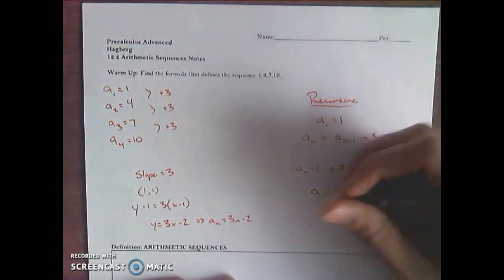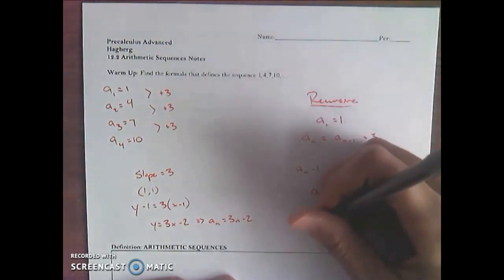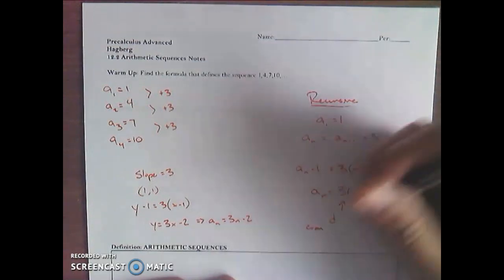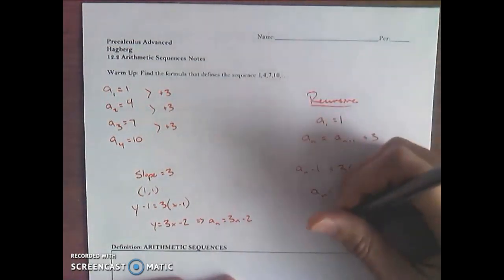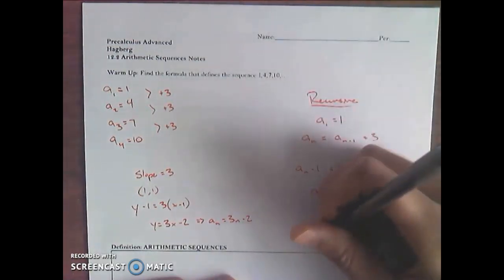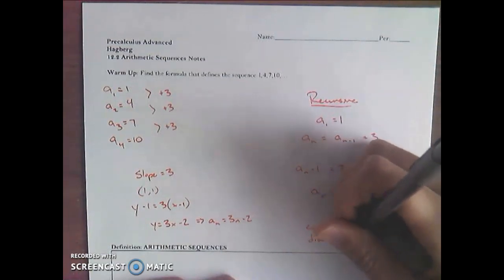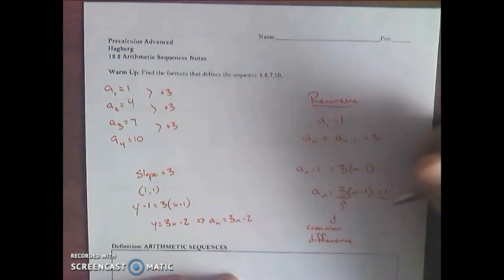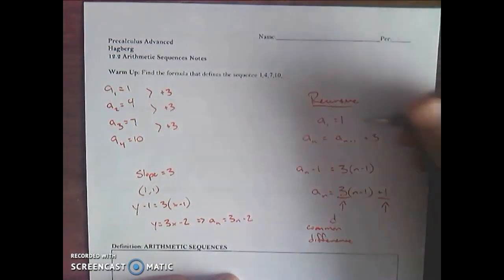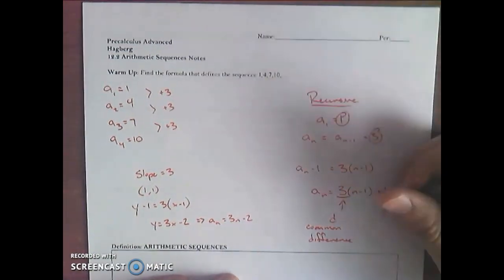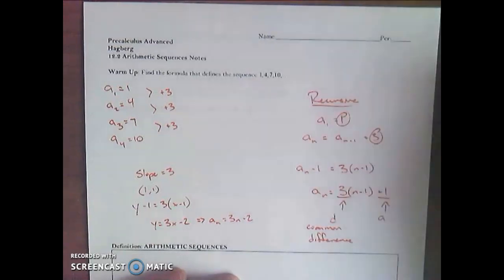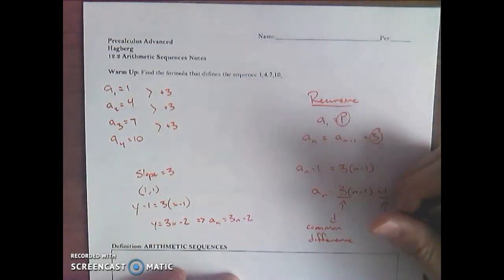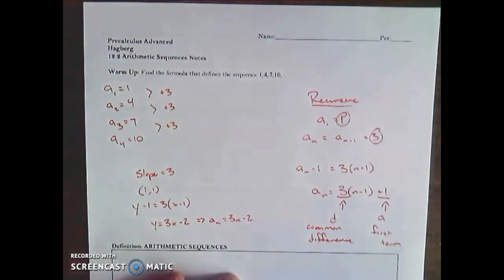This is the common difference between each term. We denote that as d. This is the common difference. Where does this 1 come from? Well, this 1 is our initial term. We call that a, that is our first term. And that's what defines an arithmetic sequence.